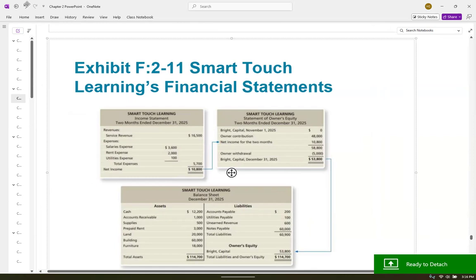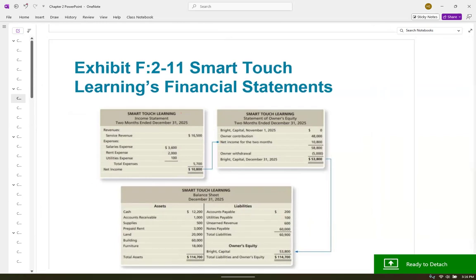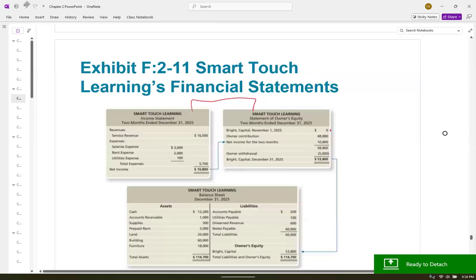It has to be dated, has the name of the company, name of the statement, and has to be dated 2 months ended December 31st, 2025. Okay. The statement of owner's equity is going to be dated exactly the same way as the income statement. Okay. We have a beginning balance in Sheena Bright's capital account because this was a new business. Okay. Brand new business. So that started with zero. Okay. The owner put $18,000, I'm sorry, $48,000 into the business.